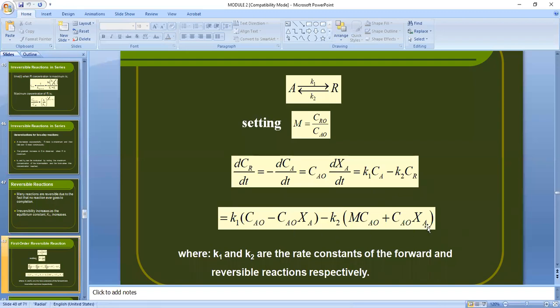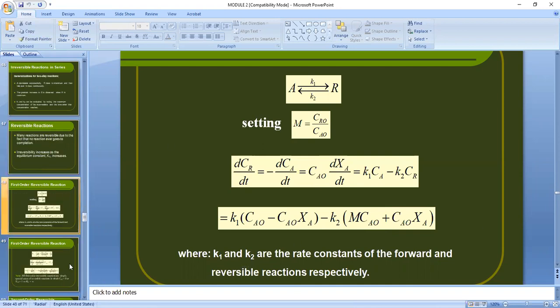So if you're going to simplify the right side in here, it would be something like this. Okay, making your DE homogeneous in terms of the unknown function. So what is being written here is a DE in terms of the unknown function XA. You can have your own DE in terms of the concentration CA, but this would be your left side, and you just change the C sub R here in terms of CA. Now, it's already written here: K1 and K2 are the rate constants of the forward and reverse reactions respectively.